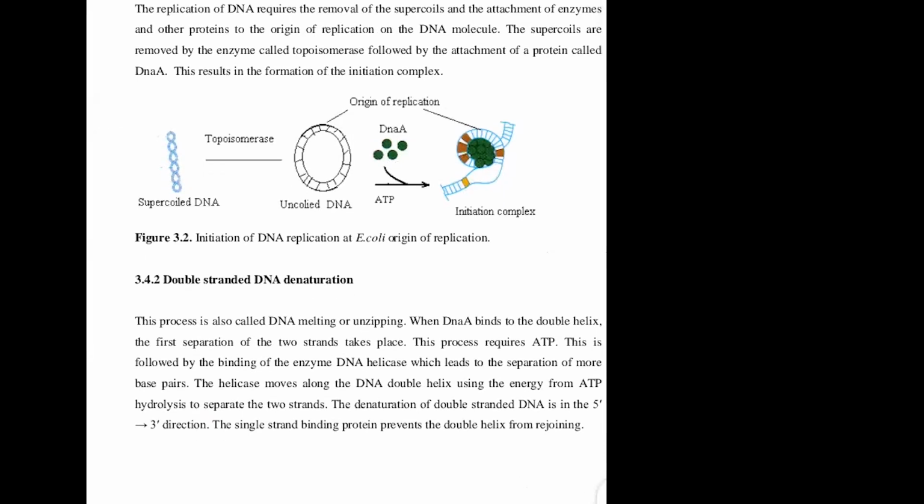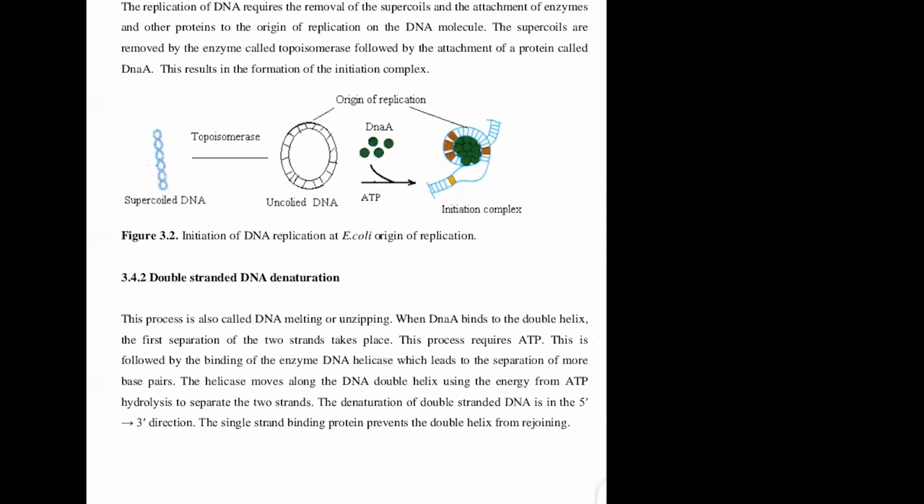So the replication of DNA requires the removal of what we call the supercoils and the attachment of enzymes and other proteins to the origin of replication on the DNA molecule. What you should understand is that DNA has what we call the origin of replication. There's one point where DNA duplication is supposed to start from. Okay, there's that one point.